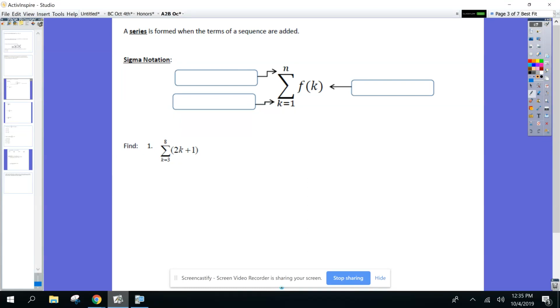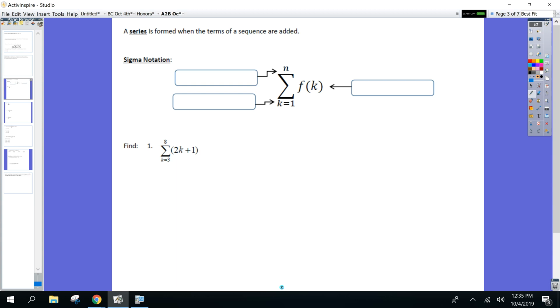The quiz on Tuesday covers everything up to what I'm doing today. So recursive formula on day 1, arithmetic sequences on the last 2 days, and then what I'm doing today, and that ends it for the quiz that we're having on Tuesday.